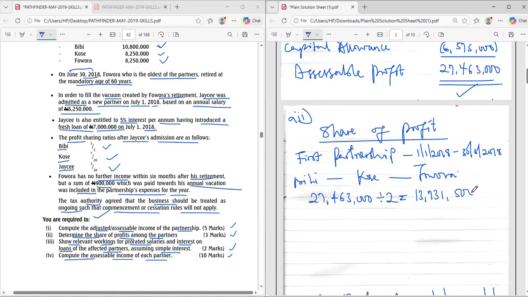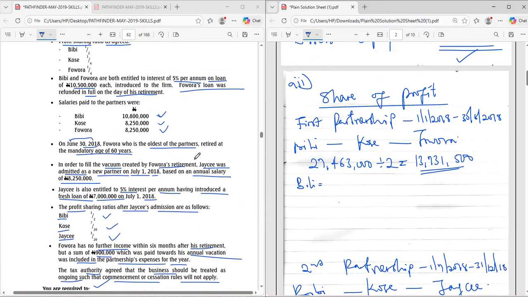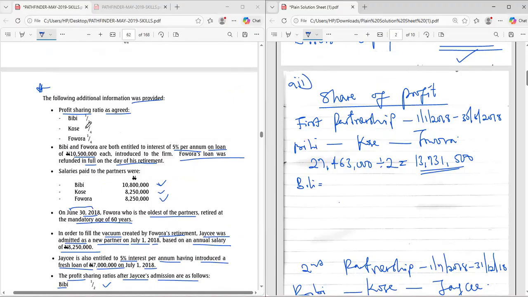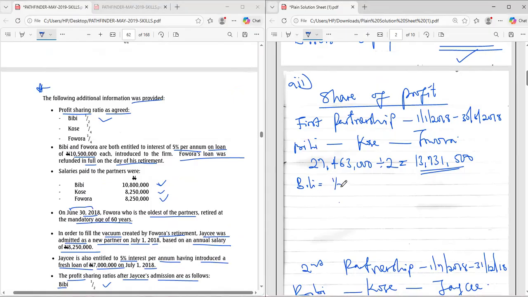13,731,500. So it is 13,731,500 that we are going to share between these 3 partners. So how much will Billy collect? What's the sharing ratio? 1/2 is the first sharing ratio. So 1/2 of 13,731,500.